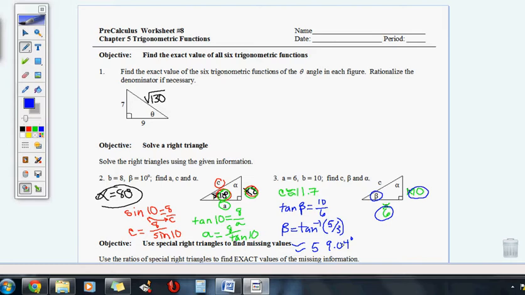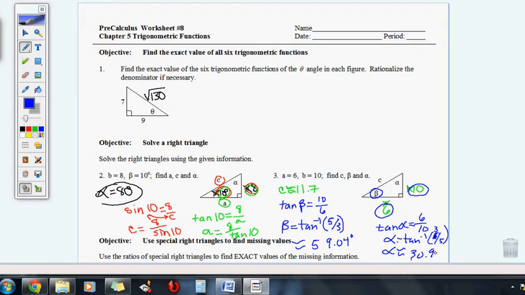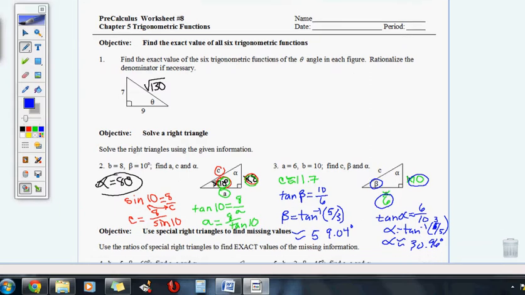Okay, now theoretically, these two are complementary, so you could get alpha by doing 90 minus that value, as long as you're confident in this answer. But if you're going to use trigonometry, then we would want to use tangent again. But this time, tangent of alpha is going to equal 6 over 10. So if we do that, we're going to get the tangent inverse of 3 over 5. And then alpha is going to come out to approximately 30.96. And those angles do add up to 90 degrees like they should.